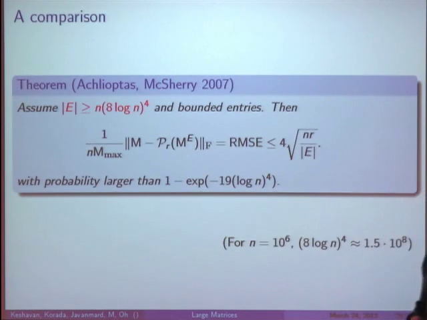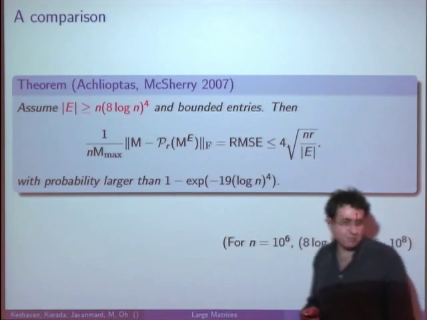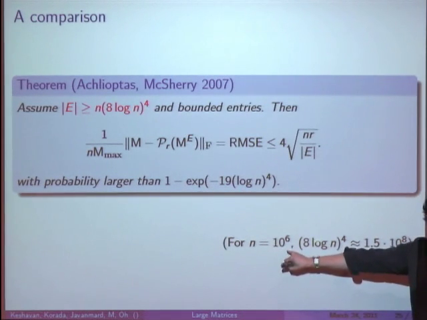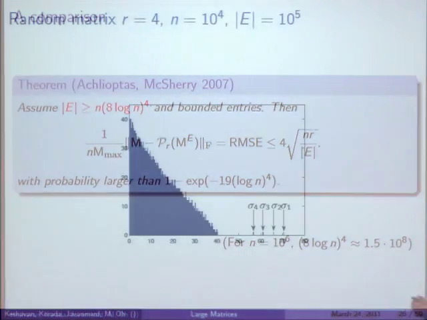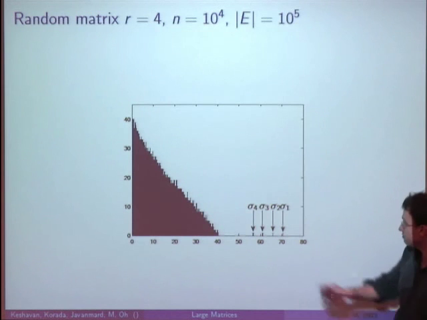Now, since Dimitris is here, I want to provoke him. He will tell you that 8 log n to the fourth is not a big deal. What are a few logs between friends? But if n is 10 to the 6, which is a good number, 8 log n to the fourth is bigger than n. All right, but this is essentially the same theorem. We are just a bit more careful about proving it.